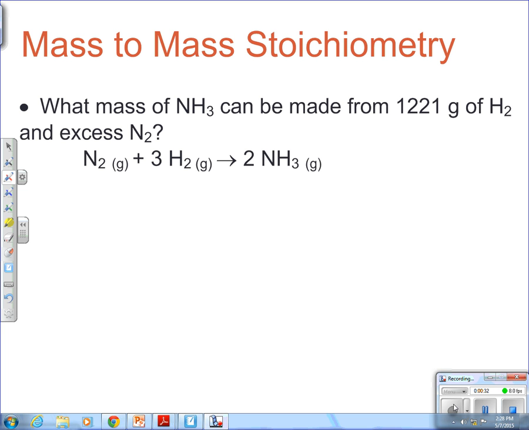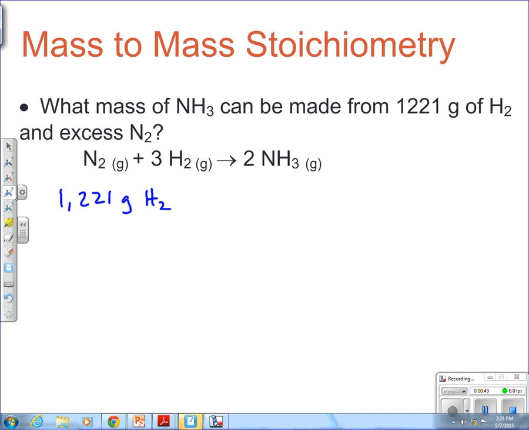First, again, we should start with what the problem gave us. So let's start with 1,221 grams of hydrogen. Make sure that you put not only the unit, but the chemical symbol on each of these numbers. It'll make it easier to understand what's going on.